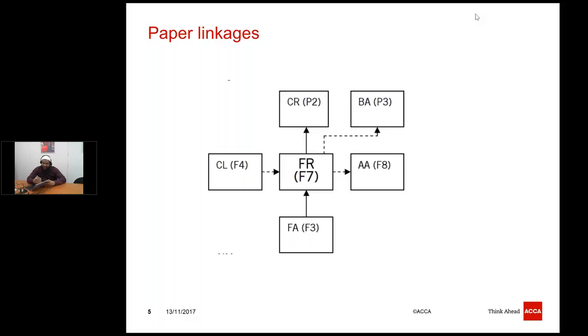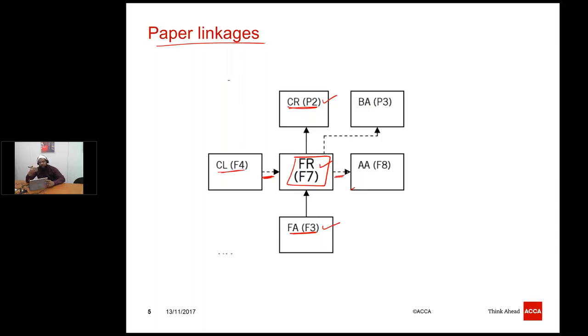Now let's discuss the paper linkages of F7. The paper F7 is basically an advanced paper of F3, and the knowledge will be carried forward to the professional level paper P2, which is corporate reporting. So financial accounting knowledge is carried forward to financial reporting and then carried forward to corporate reporting. Apart from F3, some of the knowledge, the dotted line denotes minor knowledge transferring, and the constant line denotes major content transferring. So some of the basic parts will come from paper F4 and will go to paper F8.